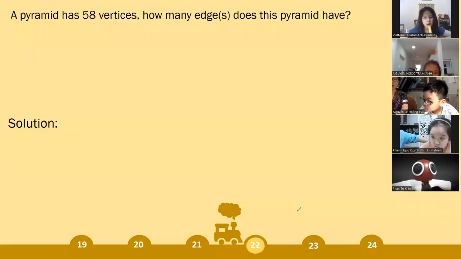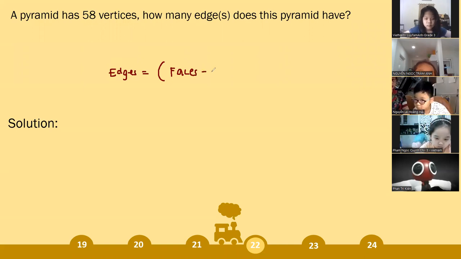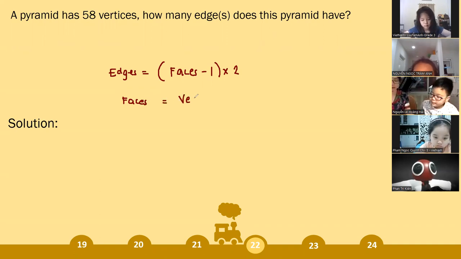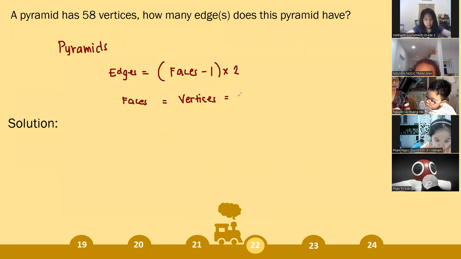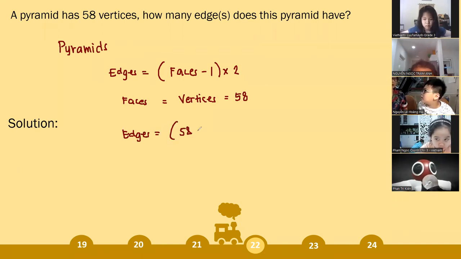Okay. A pyramid has 58 vertices. How many edges does this pyramid have? For pyramids, the number of edges is equal to the number of faces minus 1 times 2. And the number of faces is equal to the number of vertices. If we have 58 vertices, that would mean we also have 58 faces. So the number of edges would be 58 minus 1 times 2. 57 times 2. So the number of edges is 100.